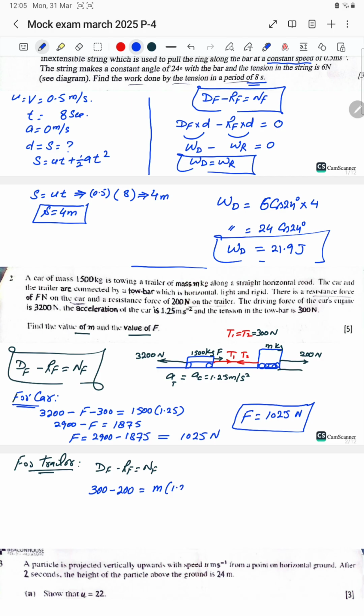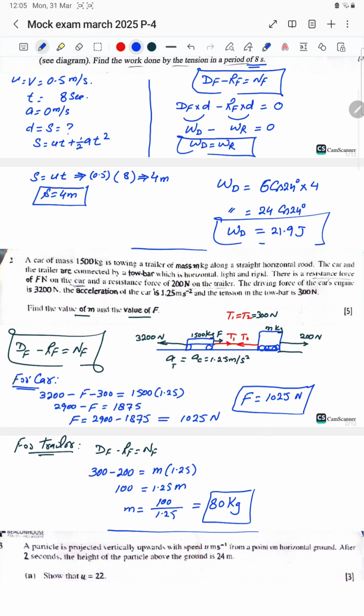m and a is 1.25, so 100 is equal to 1.25 times m. So m will be 100 divided by 1.25. You'll see on the calculator we'll get 80 kg. That is the mass of the trailer. I hope it is clear. It was an easy question, 5 marks question.